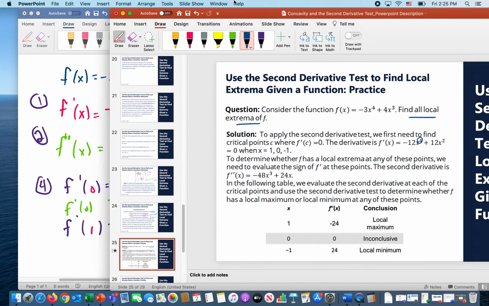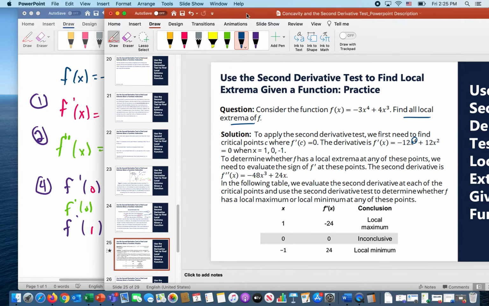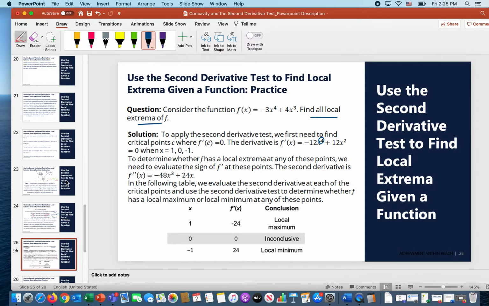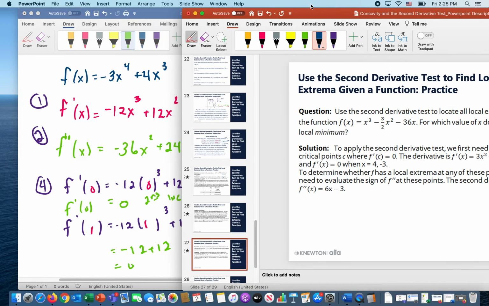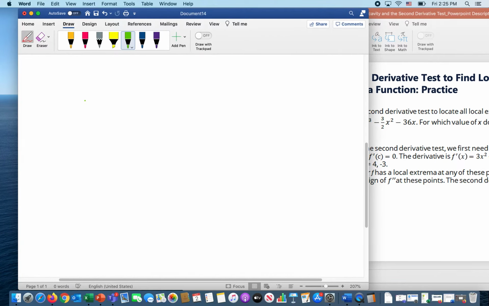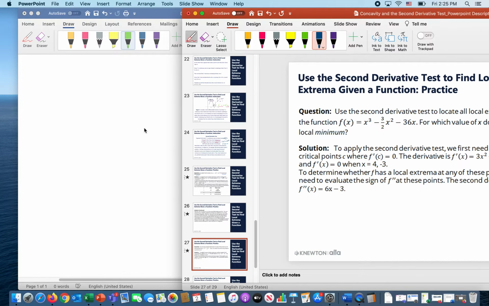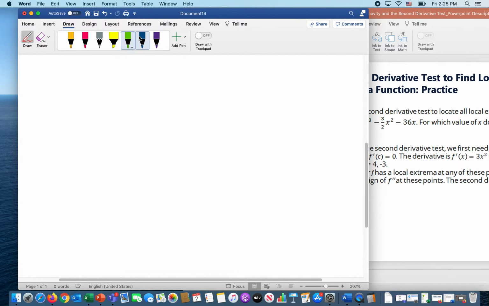Let's try another one of these and see if we can go through our steps again, just to make sure you're on the right page. When that test is inconclusive, remember, you can always do the first derivative test, okay? So let's work one out right here. f of x equals x to the third minus 3/2 x squared minus 36x.